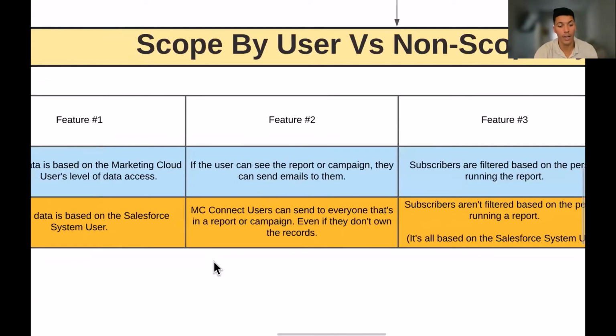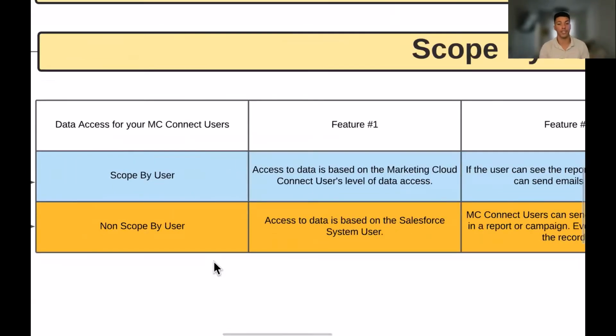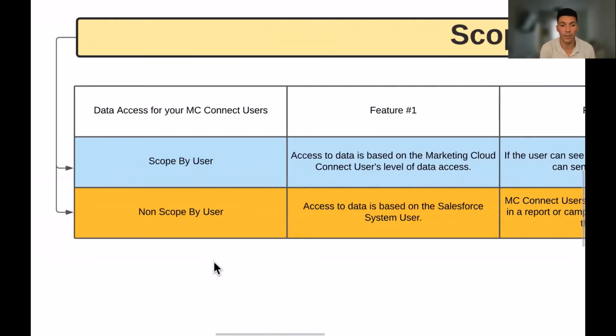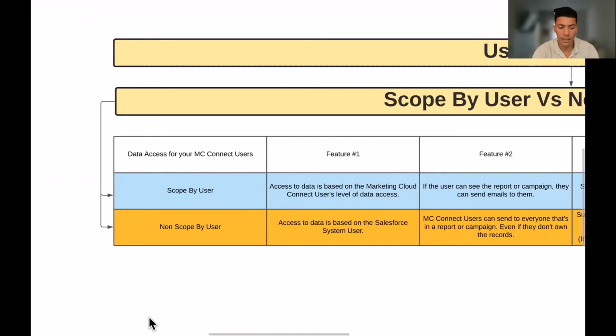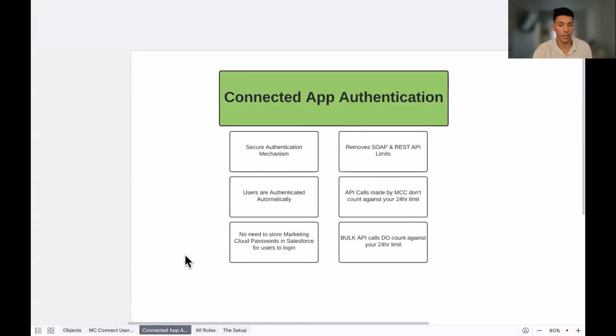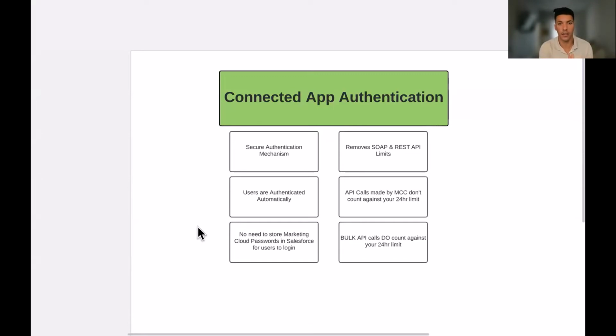So for anyone who does have org-wide defaults or sharing settings set up inside of their Salesforce system, make sure you set up scope by user when you're setting up Marketing Cloud Connect, because that's probably the most logical one to choose based off of what I mentioned. So now that we understand scope by user, and remember, data is the most important thing, which is why I started off with data, let's talk about what else you'll be tested on for the Marketing Cloud Administrator and even the Marketing Cloud Consultant cert when you attempt to get that one.